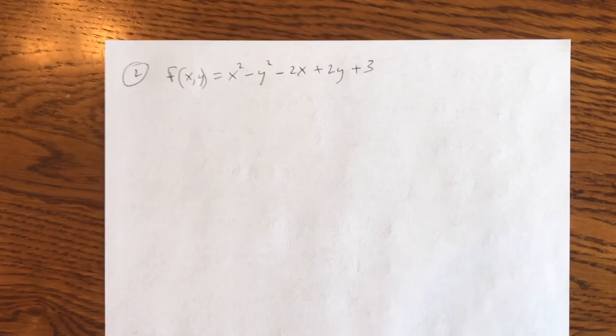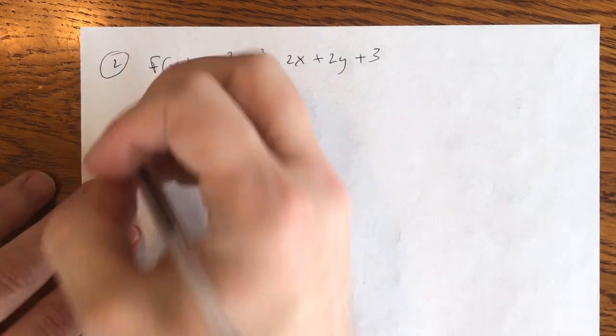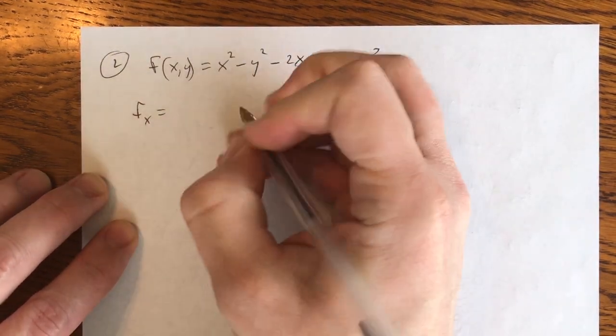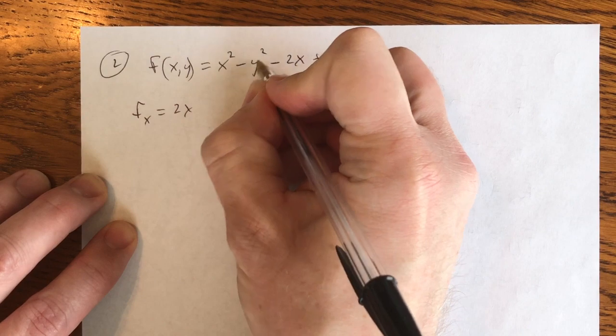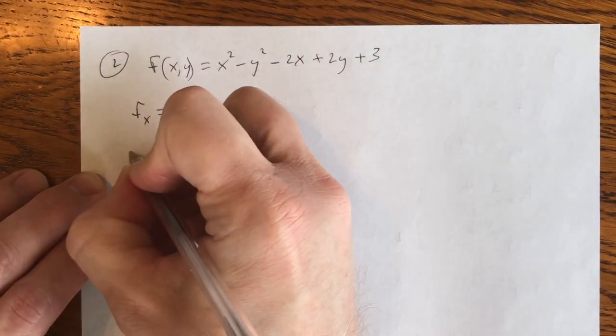Example number 2. So same directions. Let's go to work. First step is to determine the first partial with respect to x. So that's going to be 2x, 0, minus 2, and then 0, 0.